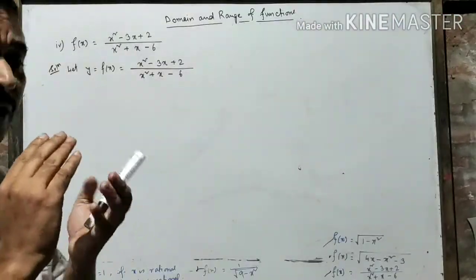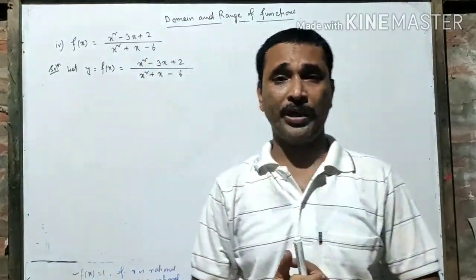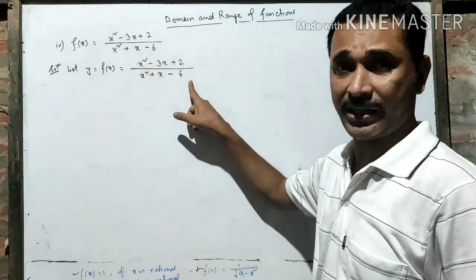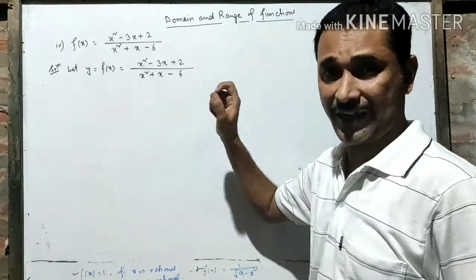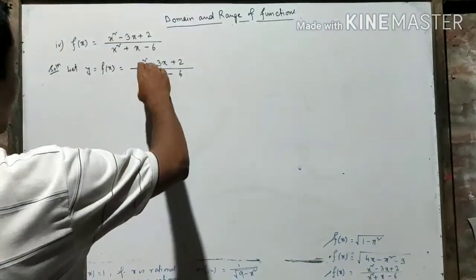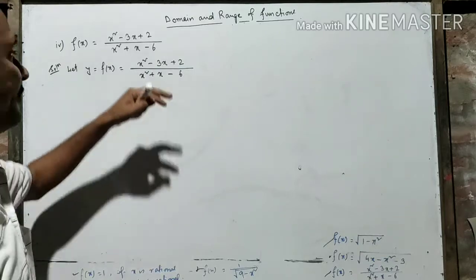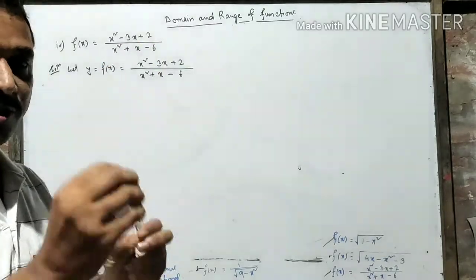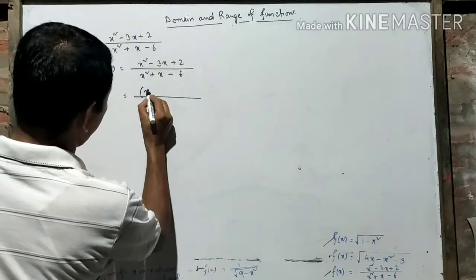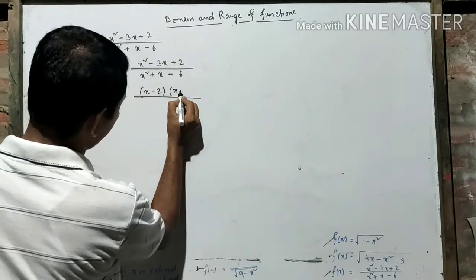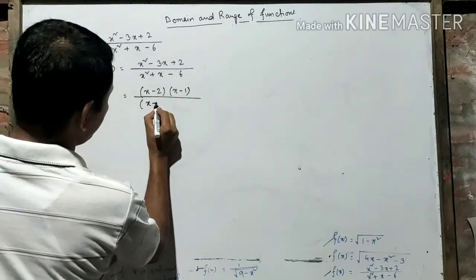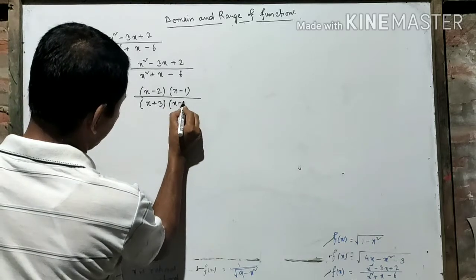In this case, whenever f(x) is in the form of polynomial by polynomial, you are to check, if I factorize both the numerator and denominator, if there is any common factor, you have to cancel it out. So remember this, if there is any common factor between the two polynomials, you are to cancel it out. So let us factorize it. On factorization, this will be (x minus 2) into (x minus 1). Middle term factorization, you know it well. And this will be (x plus 3) into (x minus 2).